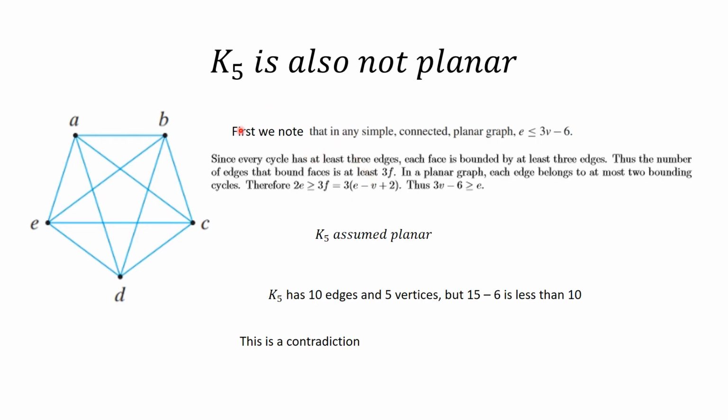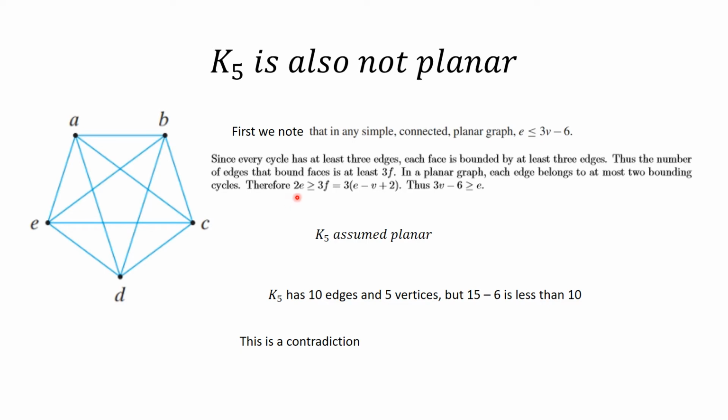First, and again we are going to assume that it is planar, we note that if we do have a simple connected planar graph, the number of edges is less than or equal to 3 times the vertices minus 6. Now, we have to think through that. Since every cycle has at least 3 edges here, each face is bounded by at least 3 edges. Thus, the number of edges that bound faces is at least 3 times the number of faces. In a planar graph, each edge belongs to at most 2 bounding cycles. You need to think about these things.